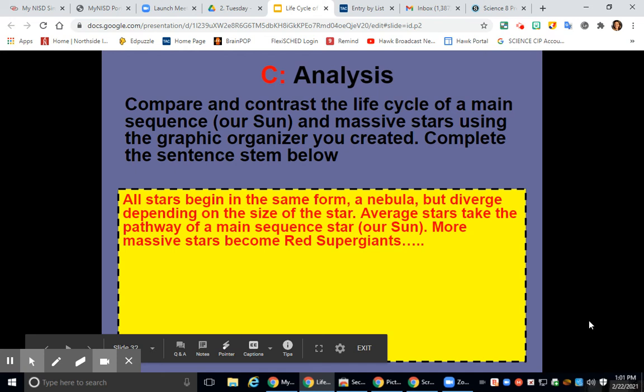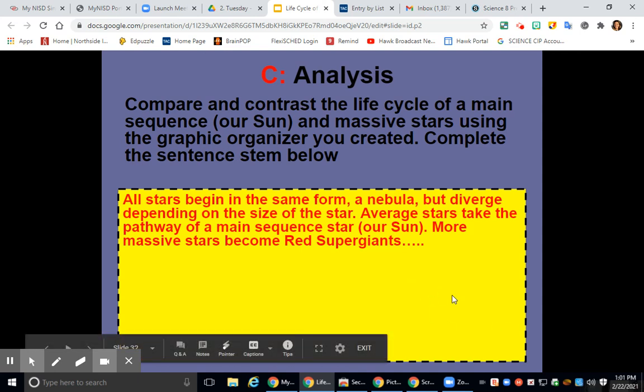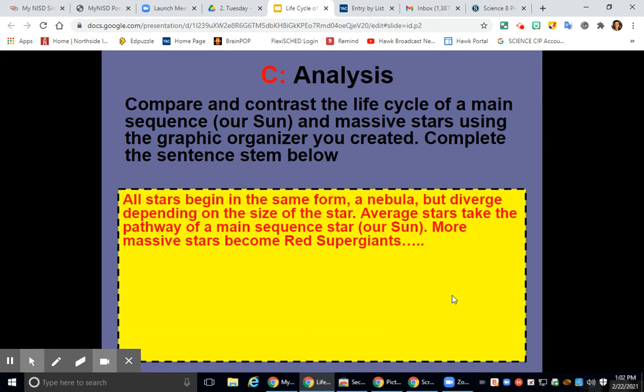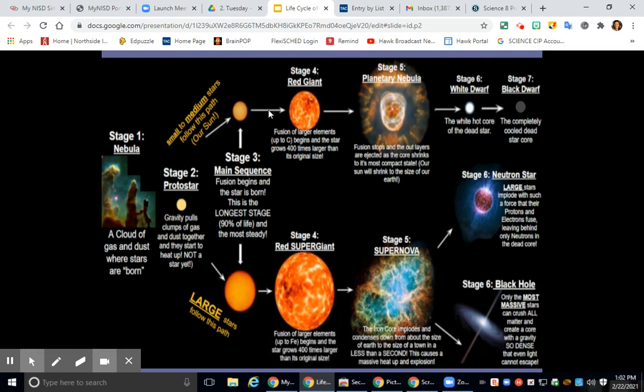Analysis. Compare and contrast the life cycle of a main sequence star, our sun, and the massive stars using the graphic organizer you created. Complete the sentence stem below. So we can say all stars begin in the same form, a nebula, that diverge depending on the size of the star. Average stars take the pathway of a main sequence star, our sun. More massive stars become red supergiants, then a supernova, and they could either turn to a neutron star or a black hole. So just continue writing, and you can explain either the main sequence, like our sun, or a larger star.